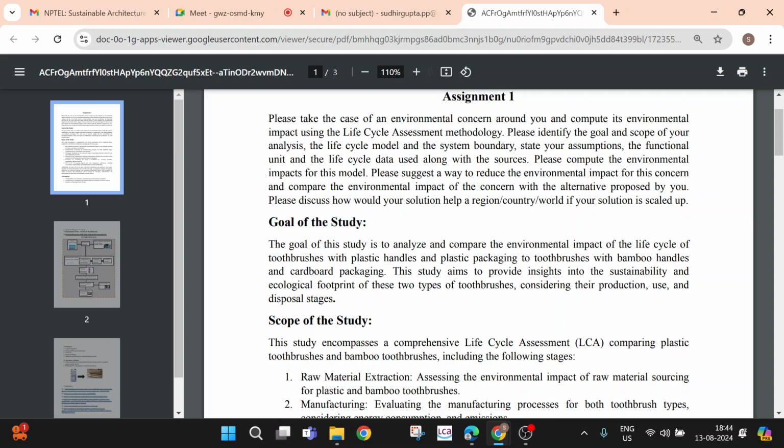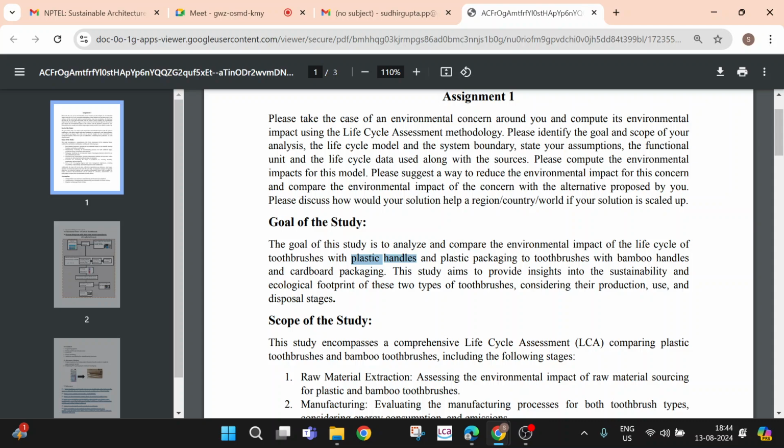So here, in this particular assignment, the goal of the study is to analyze and compare the environmental impact, or the life cycle analysis, of the toothbrush. Two types of toothbrush have been chosen: first, the plastic handles that most of you are using, and, as some of you might have seen, bamboo handles instead of plastic handles, or cardboard packaging instead of plastic packaging, which is also done in some toothpaste.